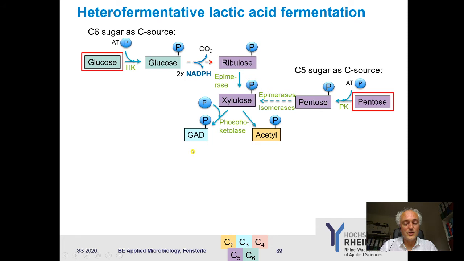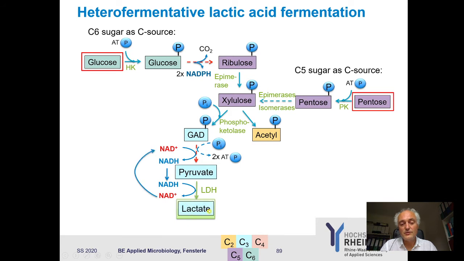We can do oxidation. We can produce pyruvate at the end. And of course, then we could reduce it to lactate. So this is what we have seen already in homofermentative lactic acid fermentation. The steps here are the same as in glycolysis, as in the Embden-Meyerhof-Parnas pathway. We produce pyruvate. At the end, we produce also an NADH here, and then we have lactate. Now, what happens with this acetyl phosphate?